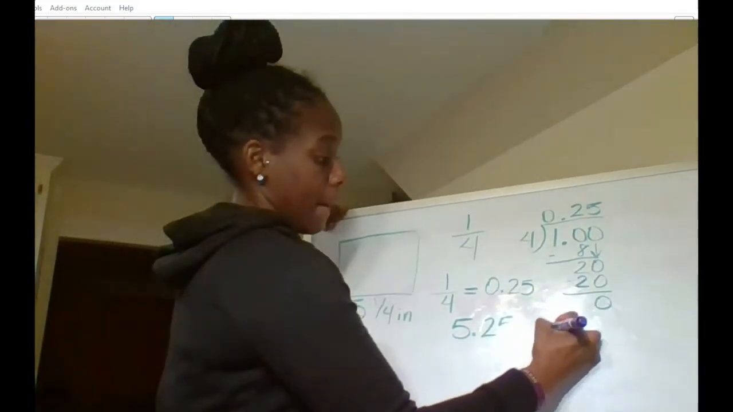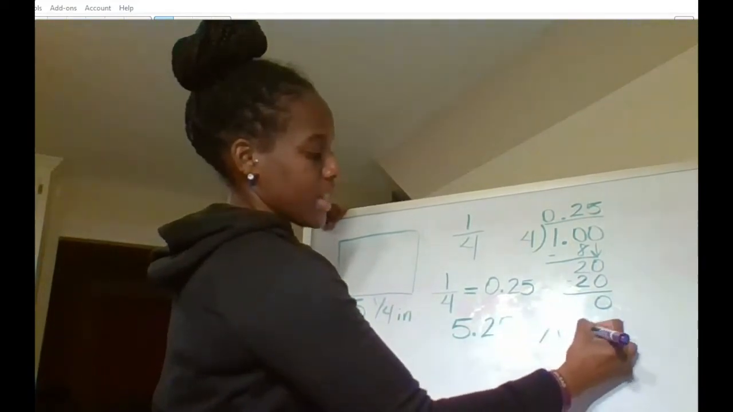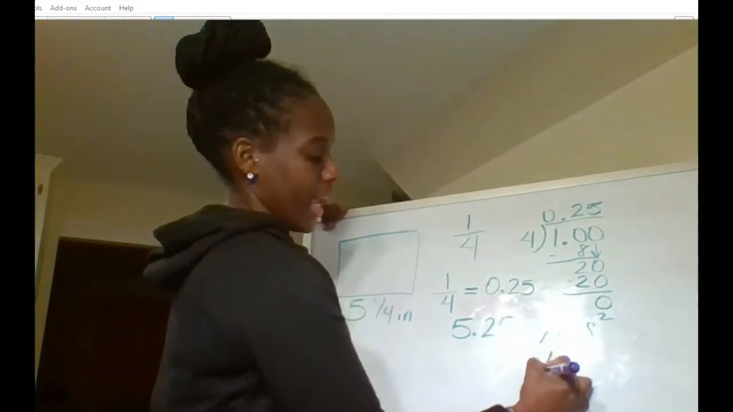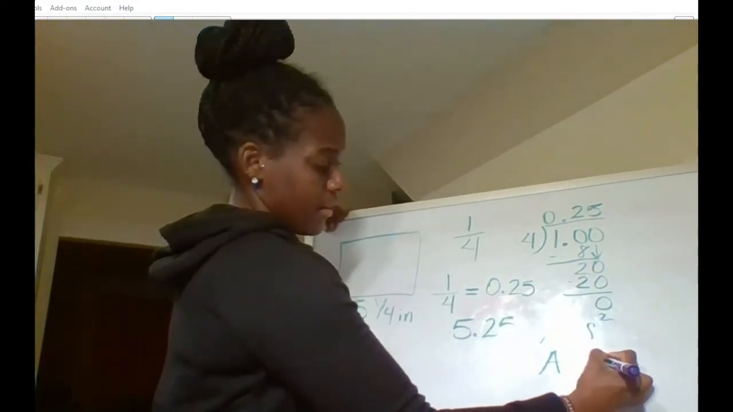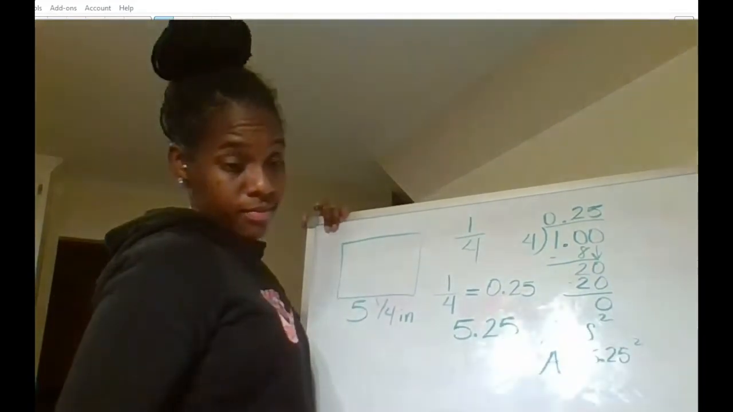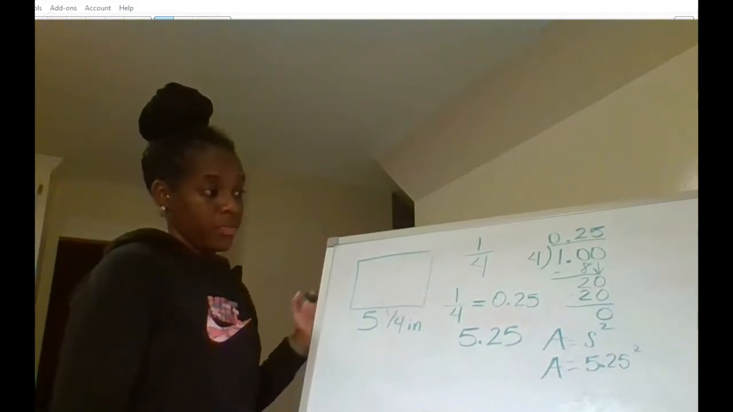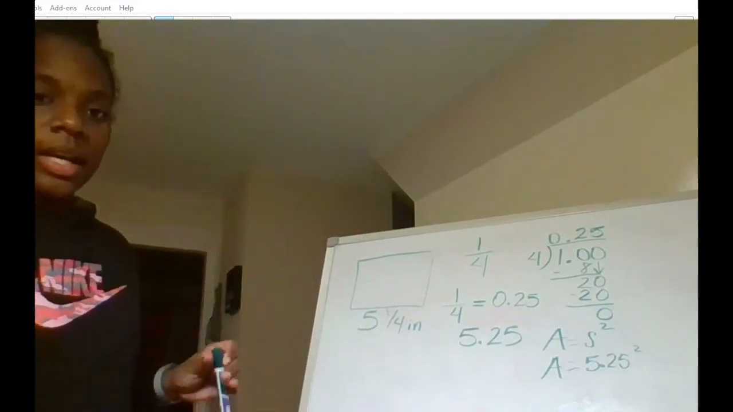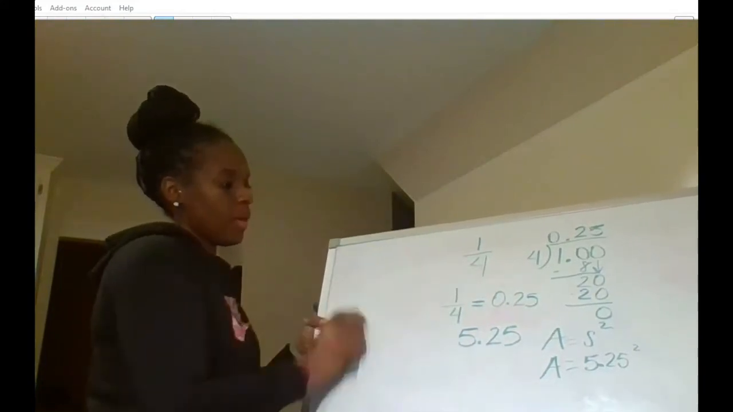Now we take that and plug it into the formula. So instead of A is equal to s squared, it is now A is equal to 5 and 25 hundredths squared. All right, so then I'm going to carry out the multiplication here.